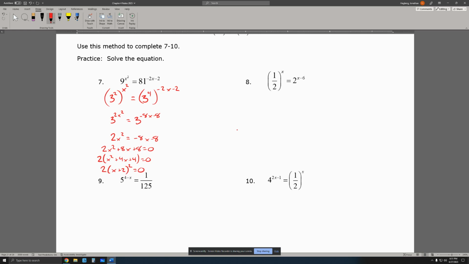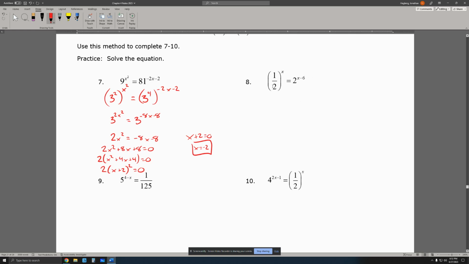And so we only have one distinct variable factor. So we have x plus 2 equals 0, or x equals negative 2. And again, negative 2 totally works because this is an exponential, so that's within the domain.